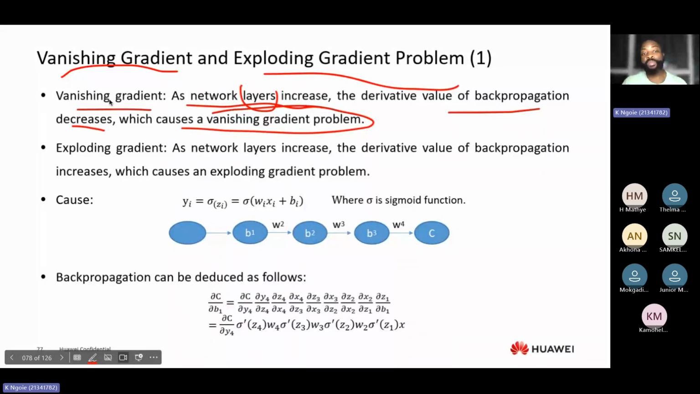Okay. So when we talk about exploding gradient, as the network layers increase, if we have a problem where the backpropagation increases, which causes an exploding gradient problem. So how do we solve this problem? That's where we have to look at what is causing the problem. Is it the data imbalance, or in the case of the RNN, we can just include an LSTM, a long short-term memory.